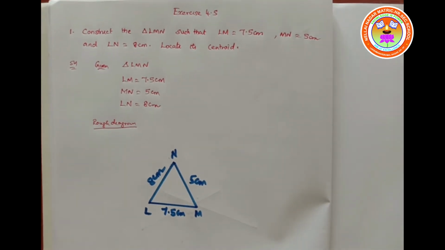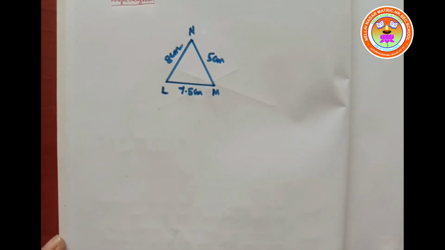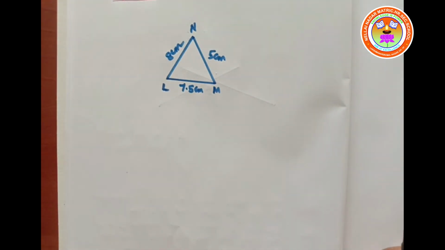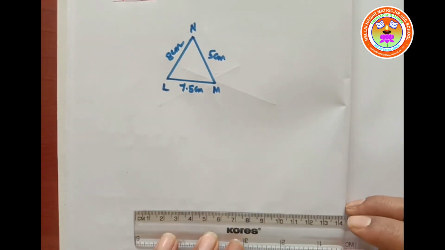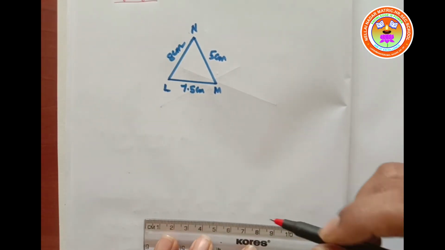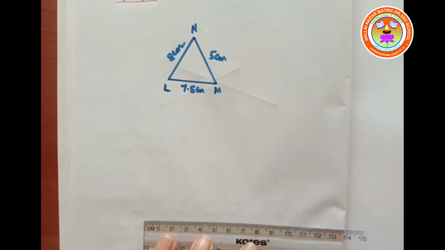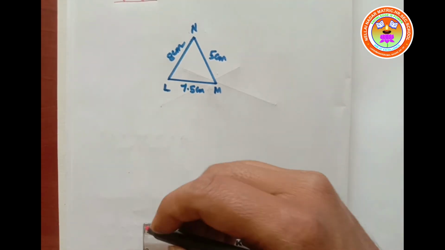Now you are going to draw a fair diagram. Draw LM equal to how many centimeters? 7.5 centimeters. With the help of the rough diagram you can draw the fair diagram. Say LM equal to 7.5. So measure exactly 7.5.